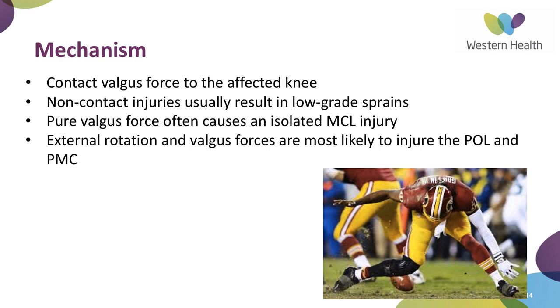So what's the mechanism that causes these injuries? Usually a contact valgus force to the affected knee is the most common reason patients get this injury, and it's often during sports. Non-contact injuries usually result in low-grade sprains, whereas a direct blow would produce a more major valgus force and a higher-grade injury, as you would expect. A pure valgus force often causes just an isolated MCL injury. Patients who have an external rotation and valgus force combined are most likely to injure the posterior oblique ligament and also other components of the posteromedial corner.